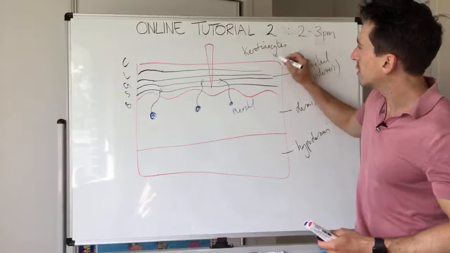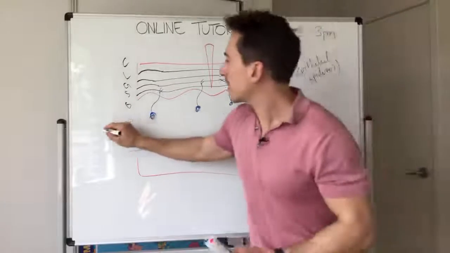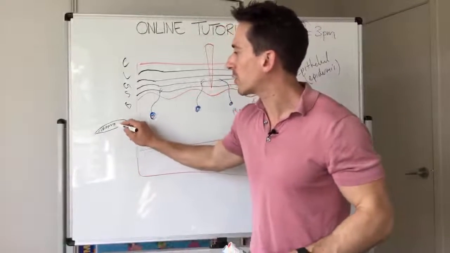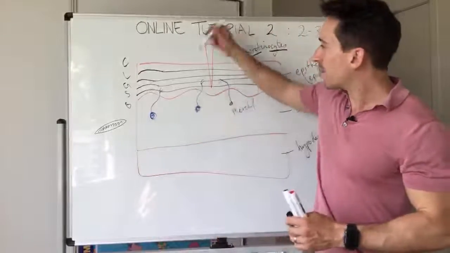It's only because cyte means cell, keratin just means protein. Remember how I said they're simple squamous? So you've got these squamous cells and it's just filled with a protein called keratin. That's why these epithelial cells are called keratinocytes. And they're there for protection.